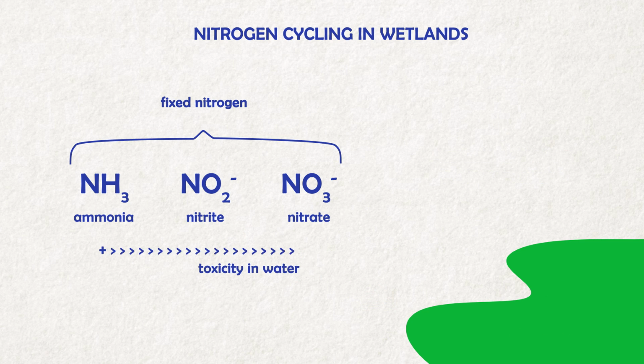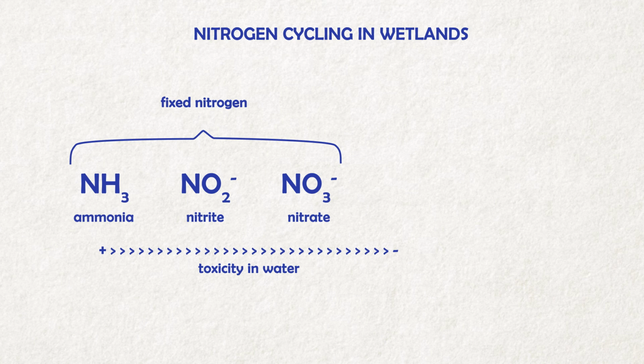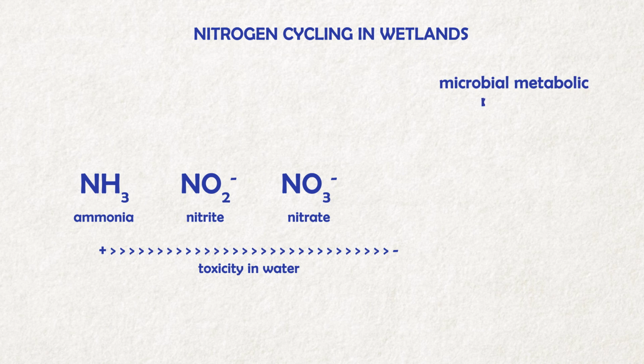Ammonia is the most polluting form of fixed nitrogen. Wastewater can contain large amounts of ammonia stemming from organic matter. Nitrite and nitrate, less toxic nitrogen compounds, also have a role in the recycling process. This is carried out by means of three microbial metabolic processes.